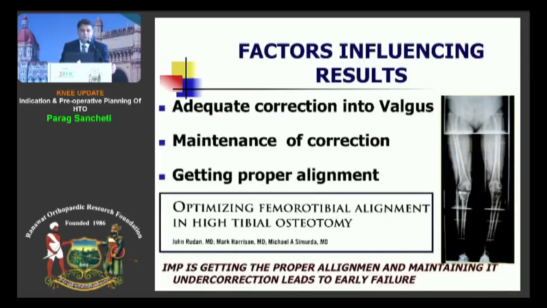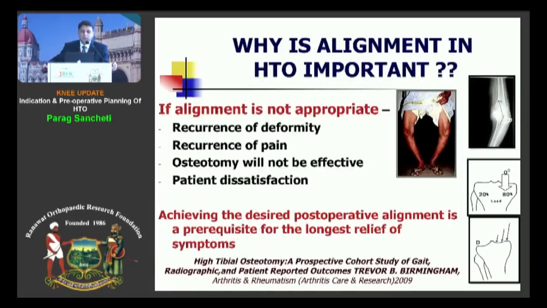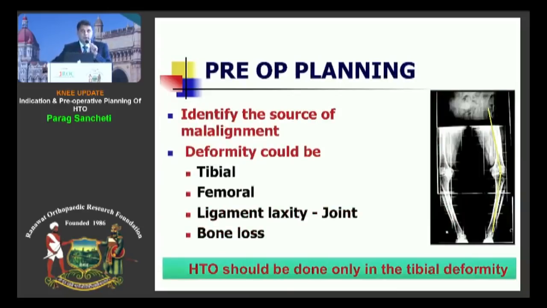There are various factors which influence the results of a high tibial osteotomy, and the most important thing is to get an adequate correction, probably an overcorrection into valgus, and I will show you in a couple of minutes how one can get that. At the end of the day, it is important to get the proper alignment first and to maintain it. We do get the correction on day one, but as time goes, we lose the correction and the patient starts getting pain and your HTO might fail. Why is it so important to get the proper correction and maintain it? Because there will be a recurrence of deformity, otherwise the pain will come back and the patient will be unhappy. And there are various ways to find out how to overcorrect or get that valgus.